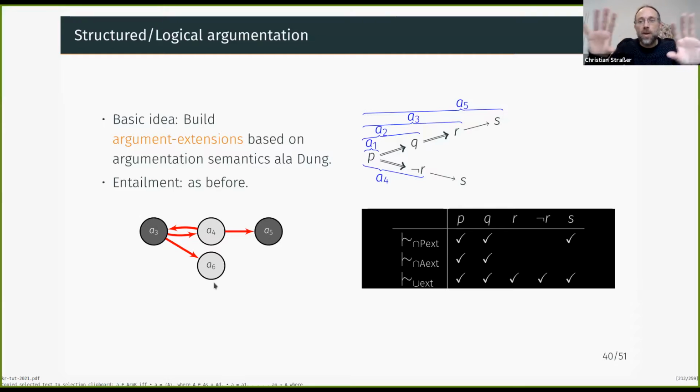But you see, this is very similar in some respects, but also quite different, because the primitive notion here is the argument. So instead of building consistent chunks in an accumulative way from the knowledge base, we now look at argumentation graphs and then select.